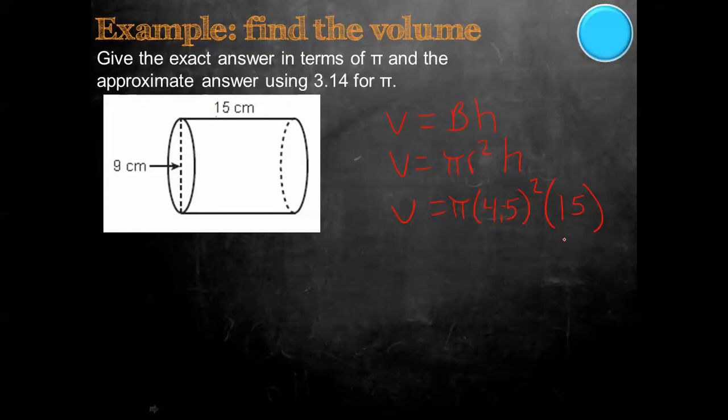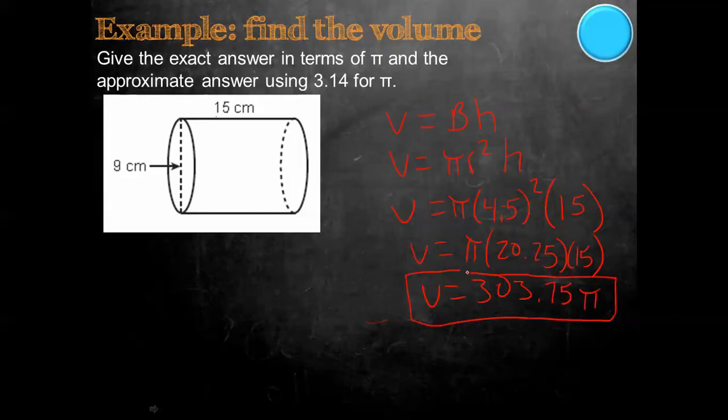So order of operations, we're going to square 4.5. So 4.5 times 4.5 is going to give us 20.25. And then we're going to multiply that times 15, which gives us 303.75 pi. So that's our exact answer. And then for our approximate answer, we're just going to take 303.75 times 3.14. So that would be approximately 953.775 centimeters cubed.